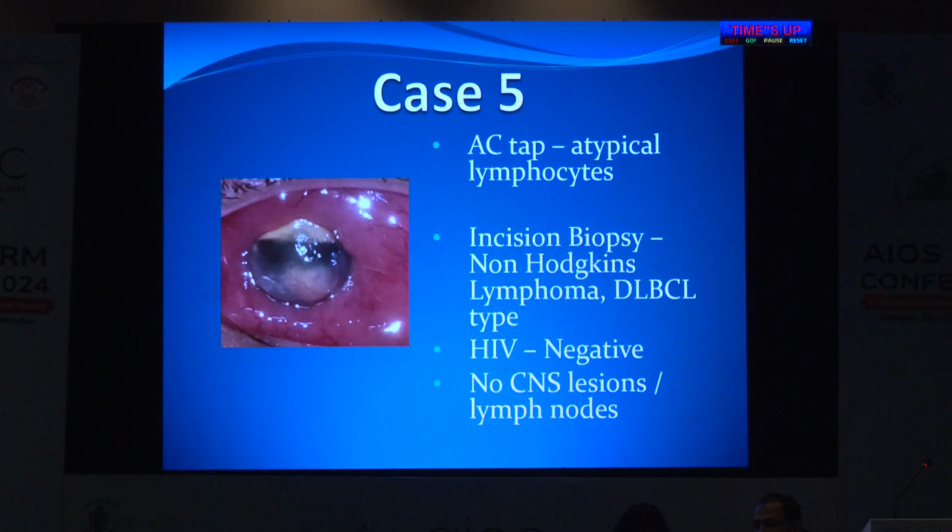So we went ahead with an AC tap, which showed us atypical lymphocytes. Subsequent incisional biopsy from the orbit showed a non-Hodgkin's lymphoma, DLBCL type. Patient was HIV negative and no nodes, no CNS lesions.